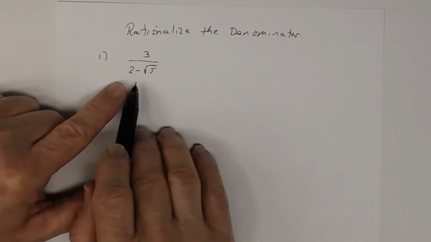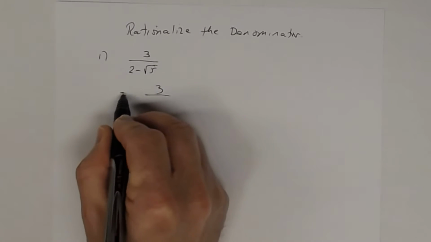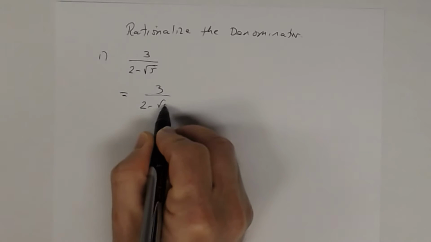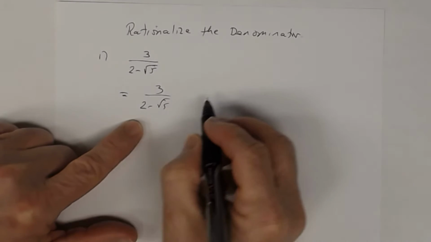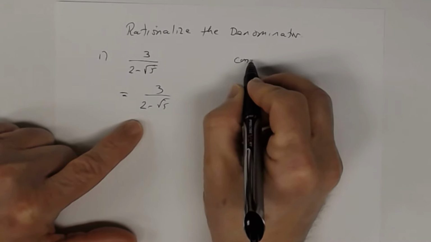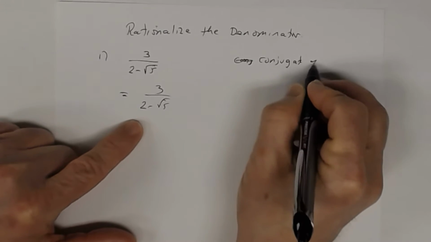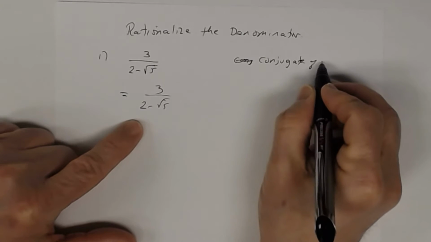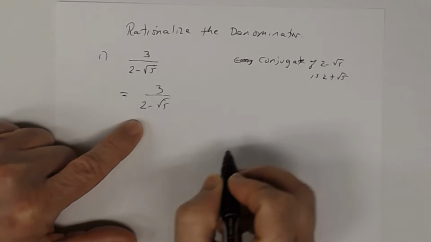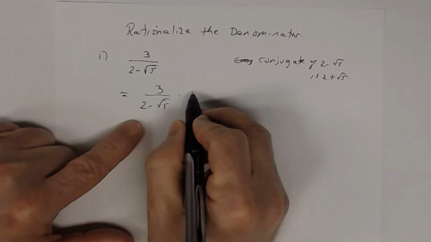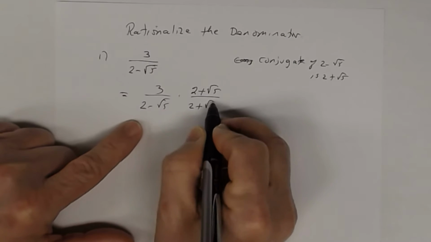So let's talk about this then. I'm going to rewrite this over. So you have 3 divided by 2 minus the square root of 5. So just remember you got to deal with the conjugate. The conjugate of 2 minus the square root of 5 is 2 plus the square root of 5. Okay? So we're going to multiply both numerator and denominator by the conjugate. That's what you have to do.